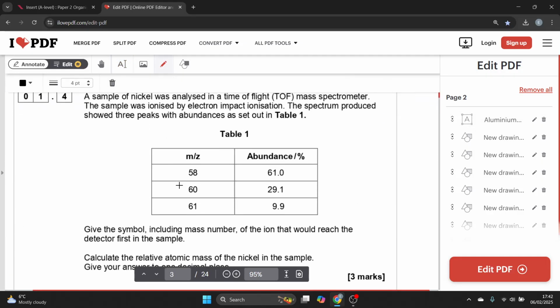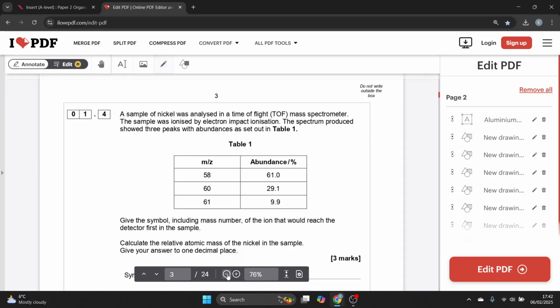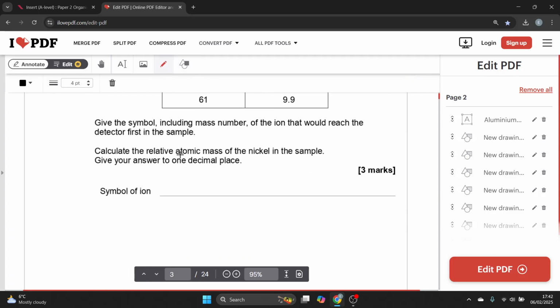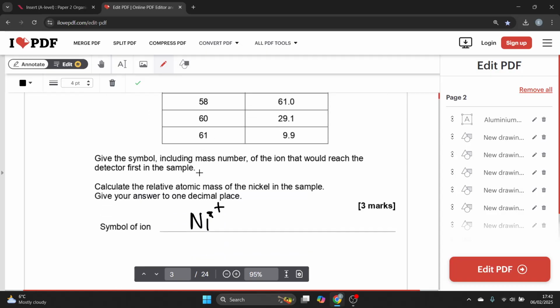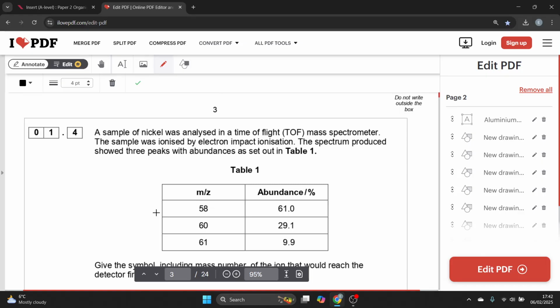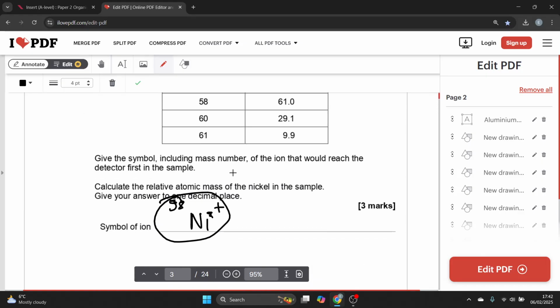1.4. Give the symbol including mass number of the ion that would reach the detector first. I know it's a sample of nickel, and it's an ion, so it's going to be Ni plus 58. So 58Ni+, something like that. Yeah, because it's done by electron impact ionization anyway.